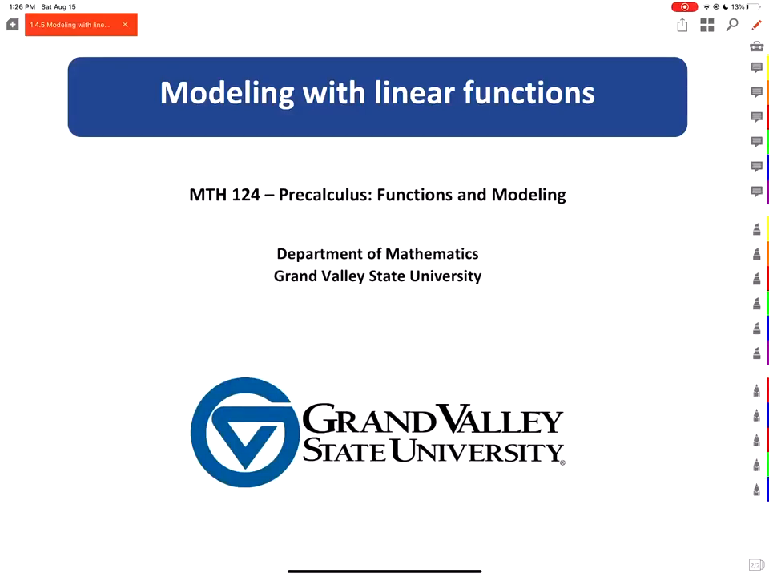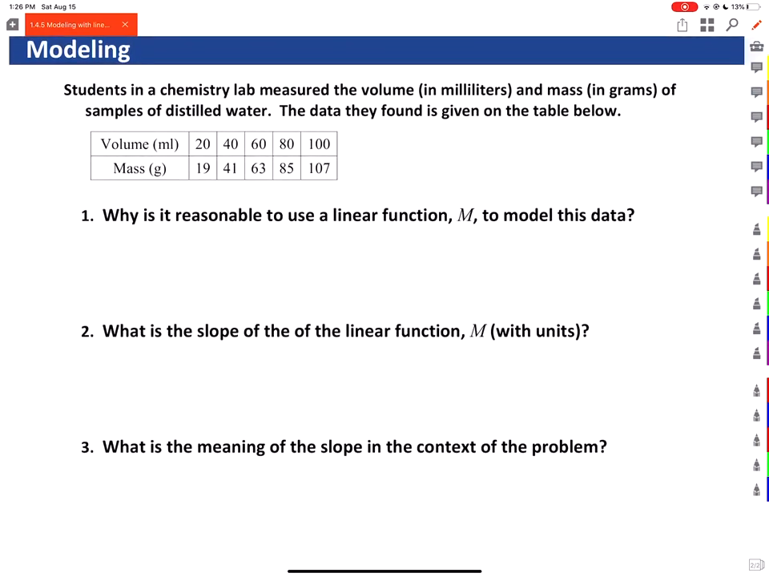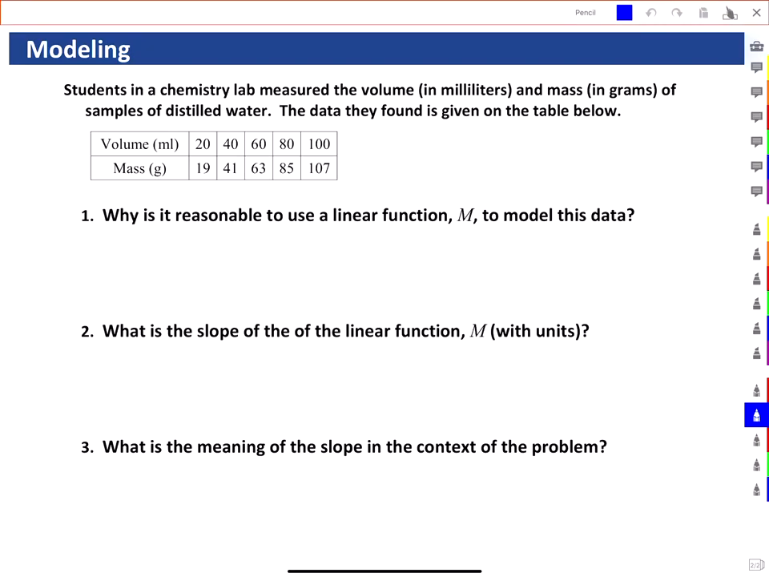Hello and welcome to a screencast about modeling with linear functions. Modeling takes place in lots of different ways. I decided to use some data for this particular video. Students in a chemistry class measured the volume in milliliters and mass in grams of samples of distilled water. The data they found is given in the table below.